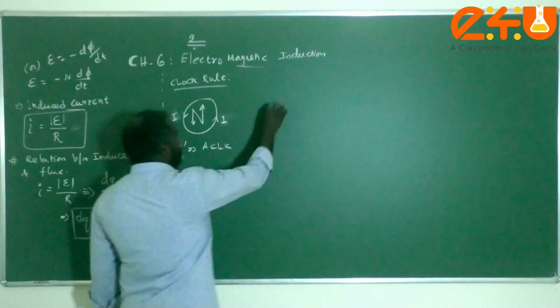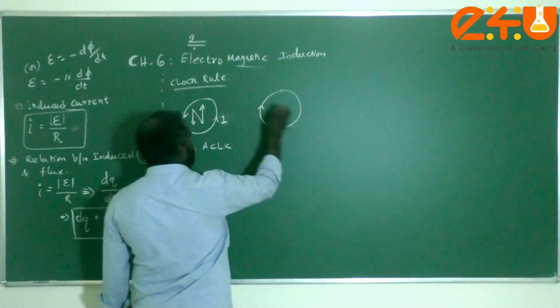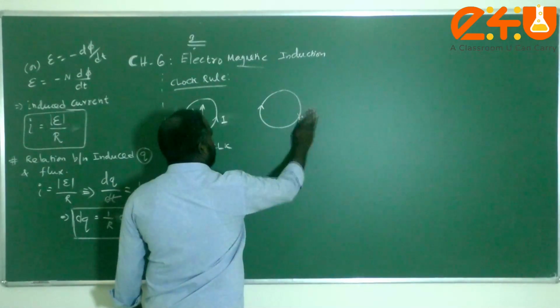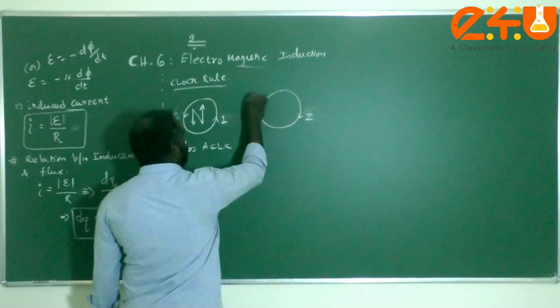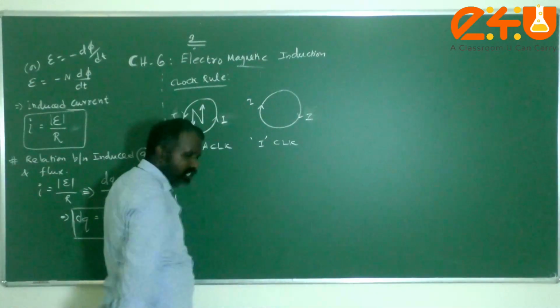North pole. If the current in the loop or coil is in the clockwise direction, say some current I is passing through it, so I is in clockwise direction. I is in what, children?